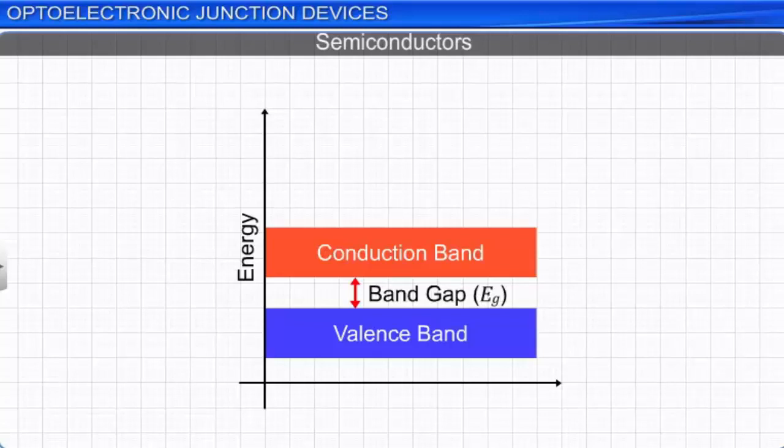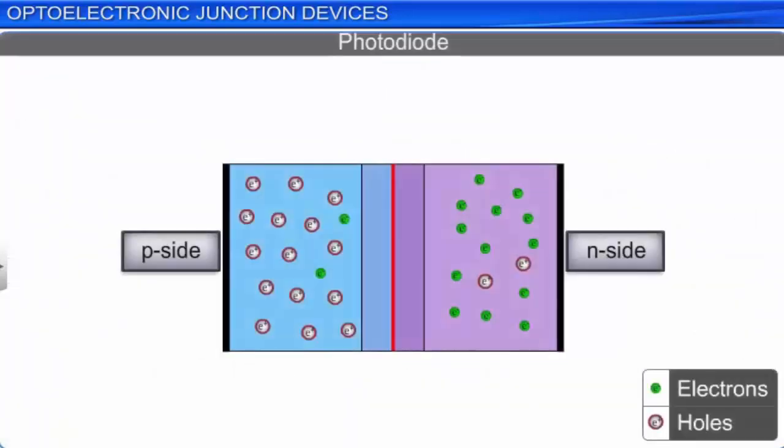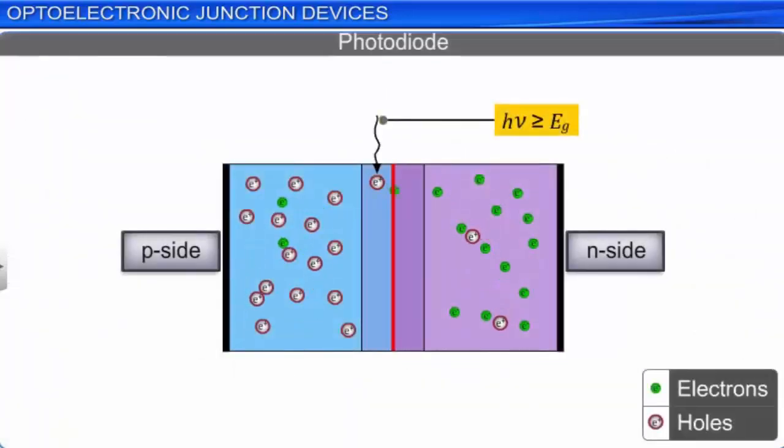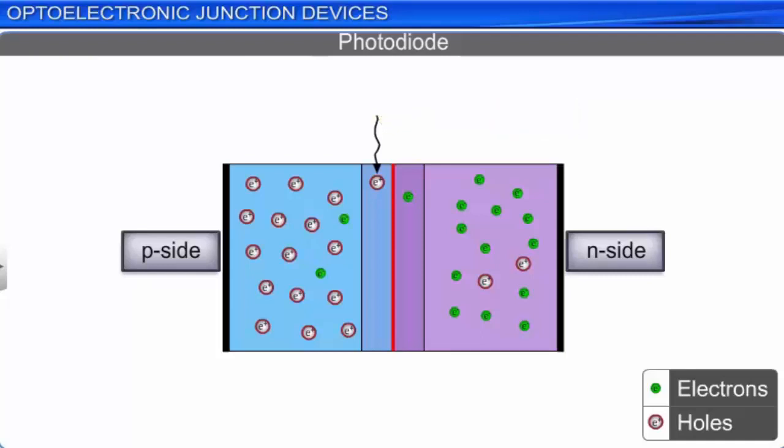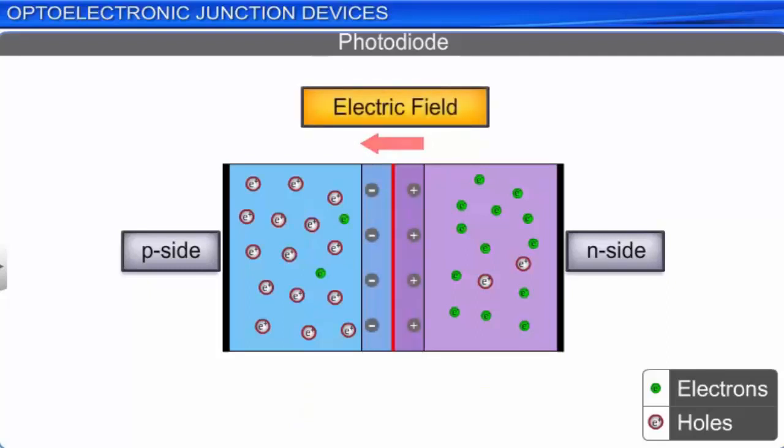When photons of light with energy greater than the energy gap fall on the diode, the photons get absorbed by the semiconductor atoms, leading to the creation of electron-hole pairs in the diode. A photodiode is designed so that the maximum number of electron-hole pairs is created in the depletion region around the PN junction. We know that the depletion region has an electric field created due to the separation of static charges on both sides of the PN junction.